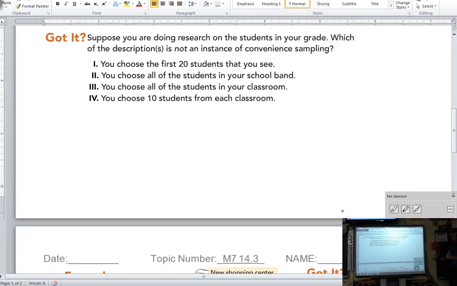Elaine? Well, for C, it says when you choose the first 10 students you see, what if they don't want to do it, and then you'll have to go find other ones? Yeah, you just assume that if they're in your population that they'll answer your survey. Okay. Suppose you're doing research on the students in your grade. This tells you your population. That's your population. Which of the descriptions is not convenient sampling?